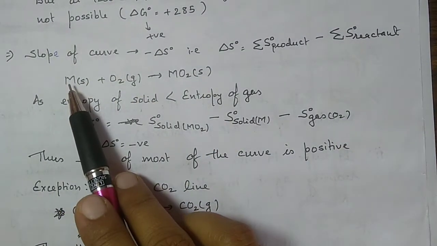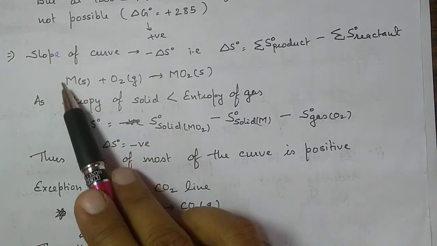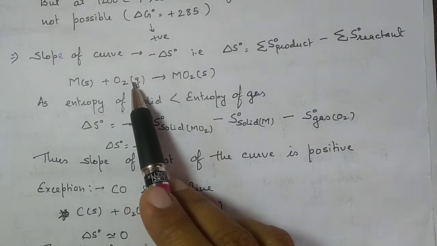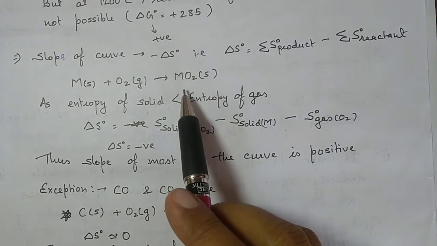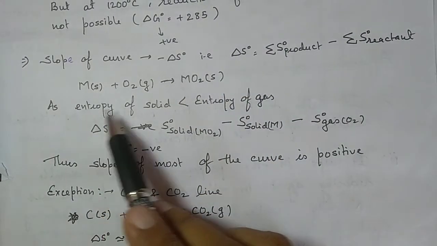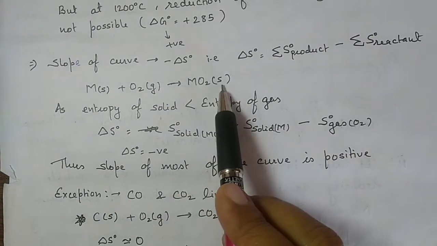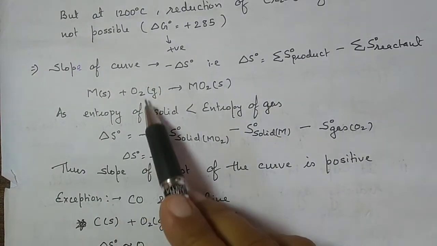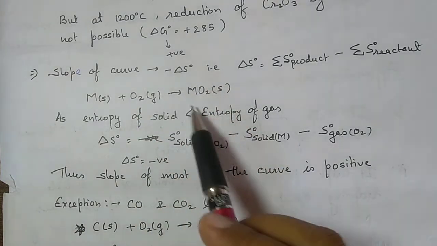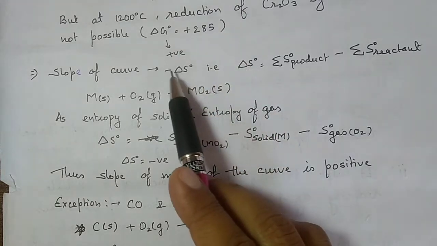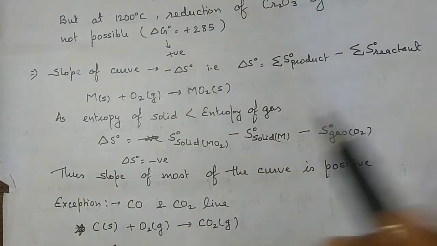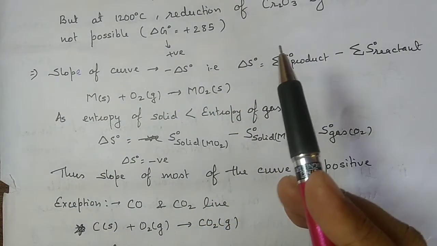For this general reaction in which a metal forms an oxide, the metal is in solid state, the oxygen is in gaseous form, and the formed oxide will always be solid. The entropy of a solid will always be lower than that of a gas. The entropy of the whole reactant will always be higher than that of the solid product, so this ΔS will always be negative.